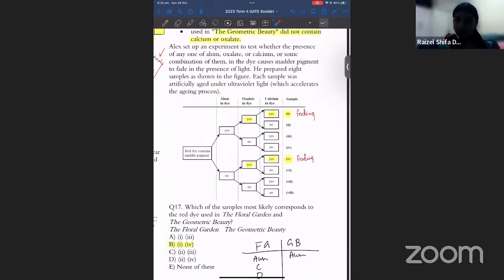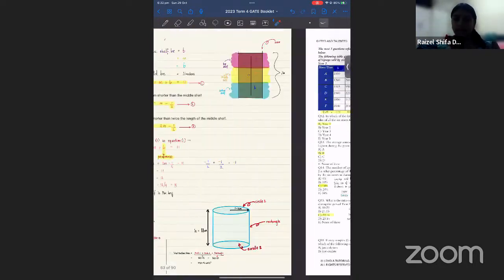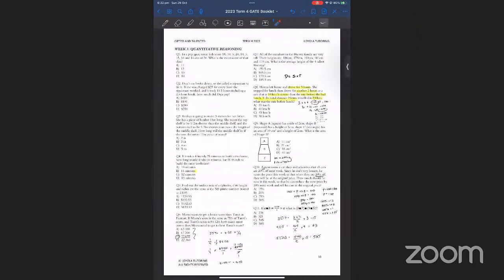Do you understand? Yeah. All right, question number 19. Let's take a look.